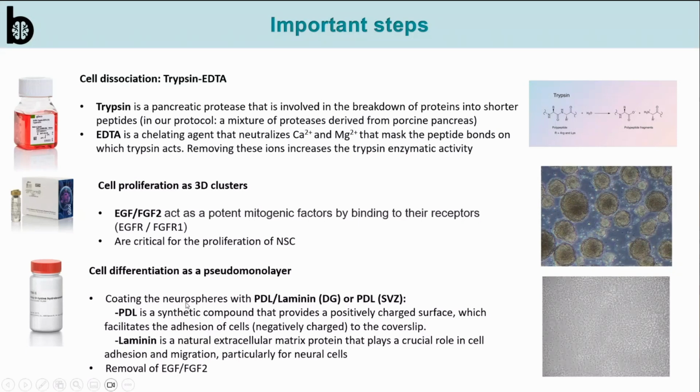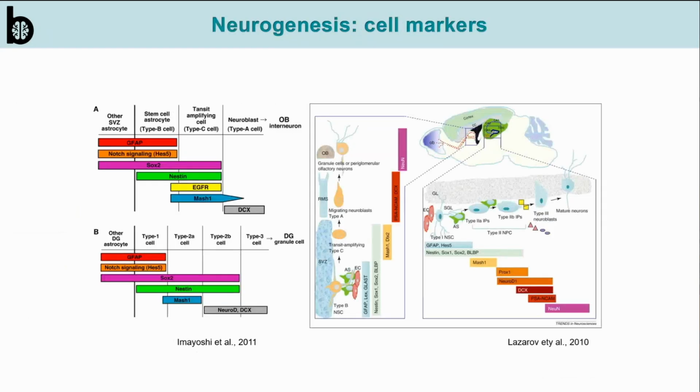And then we remove the EGF and FGF. By removing these growth factors and by having a substrate, these cells will start to migrate. And you can see here, this is a pseudomonolayer of cells. Why do we call it pseudomonolayer? Because when we plate the neurosphere, we still have some layers of cells in the neurosphere, but then as they migrate, they start to form this monolayer of cells.